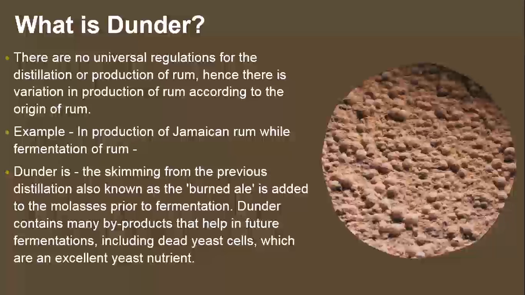For example, in production of Jamaican rum, dunder is utilized. Dunder is the skimming from the previous distillation, also known as burnt ale, that is added to molasses prior to fermentation. Dunder contains many byproducts that help in future fermentation. It includes dead yeast cells, which are an excellent yeast nutrient. A relevant example one can connect to is using sour mash in the production of whiskies.